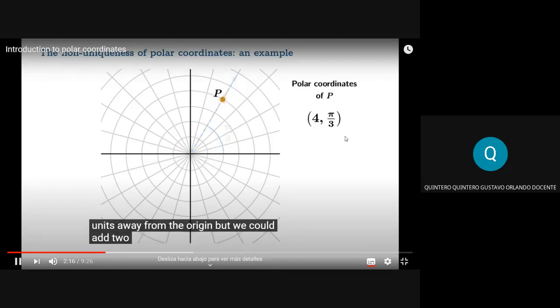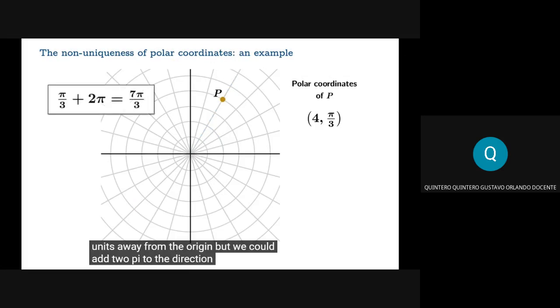But we could add 2 pi to the direction coordinate. And that means we'd circle around and then arrive at this direction. And then, of course, move 4 units out.